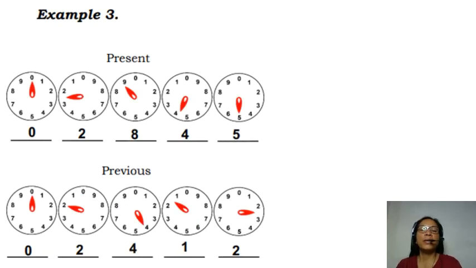Okay, now we have here an example for present and previous reading and how to compute our electric consumption. So we have here present. The arrow for the first dial is pointing to 5. Second dial in between 4 and 5, kaya 4 siya. Third dial is nakalihis pa ng kaunti kay 9, hindi pa talaga kay 9. So the reading is 8 pa yan, okay? So, we have here the fourth in between 2 and 3, kaya 2. And then, the fifth is directed kay 0. Okay? So, the present reading is 0, 2, 8, 4, 5.